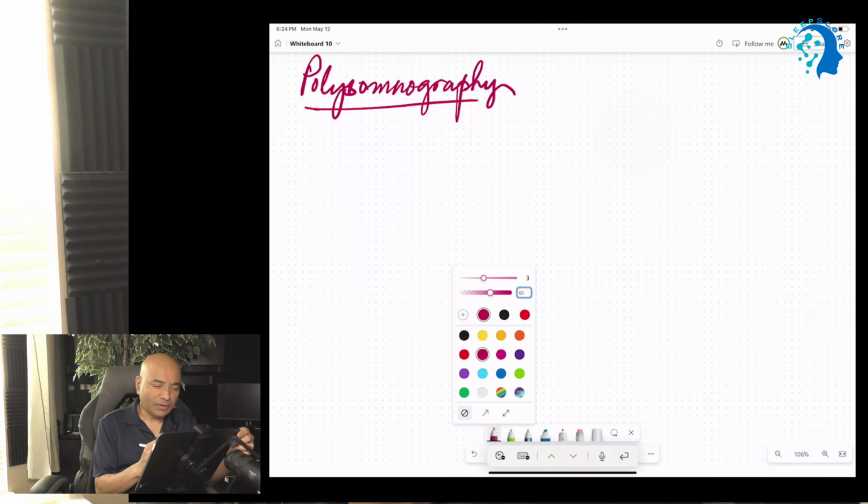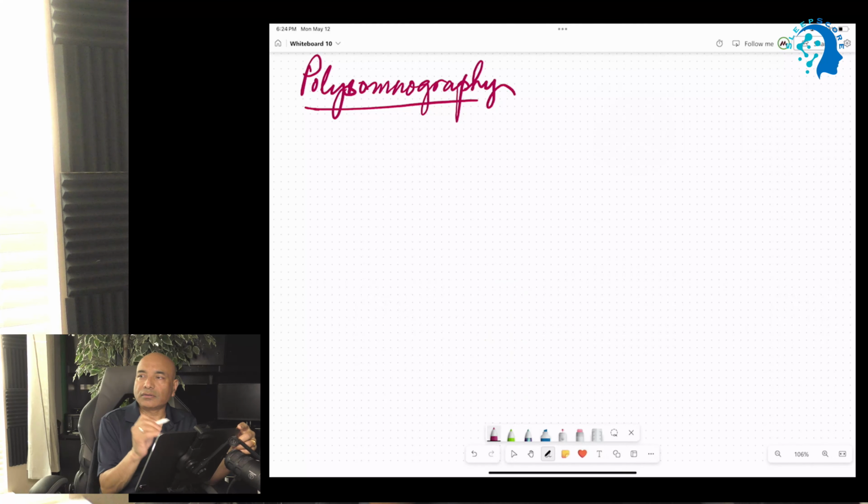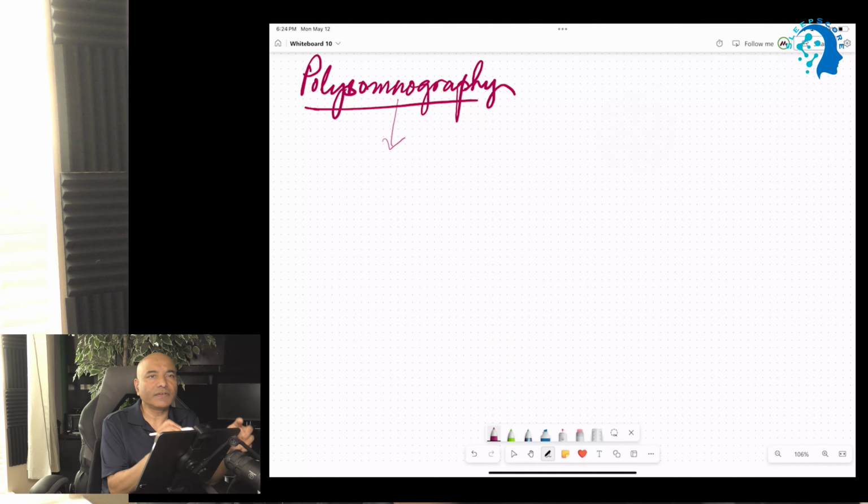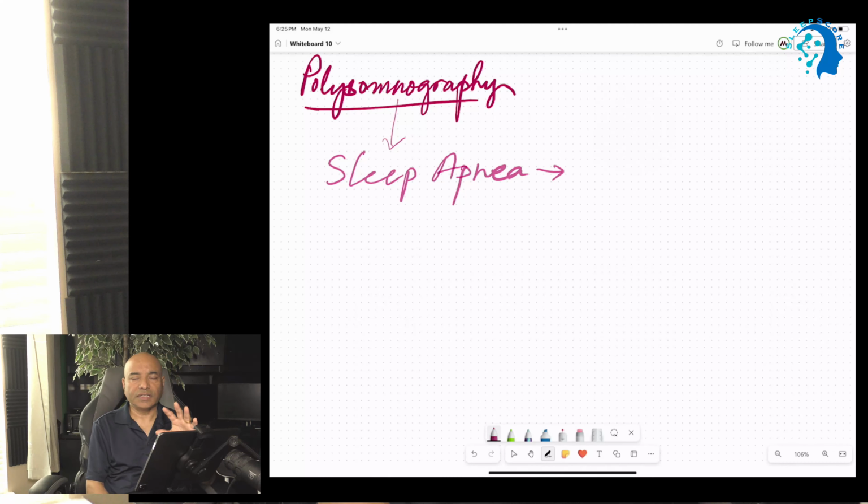Alright, let me tell you about polysomnography. Now, here's the thing. Why do we do polysomnography? Polysomnography is the process to find out whether people have sleep apnea or not. It is the test that we do to find out whether people have sleep apnea or not.